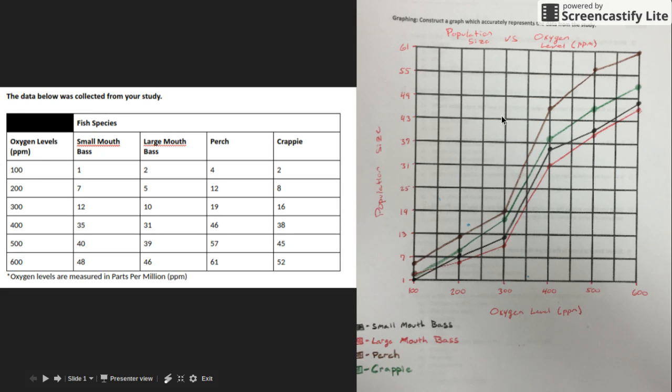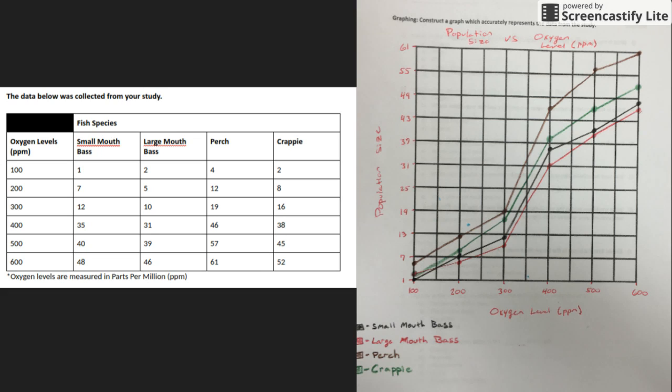So the first thing you can do is put in your axis labels. Oxygen levels are going to go on the x-axis since it's the independent variable. Population size will go on the y since it is the dependent variable, which then makes your title population size versus oxygen level. This is a really simple title. Always choose this option. Don't try to make anything fancy.